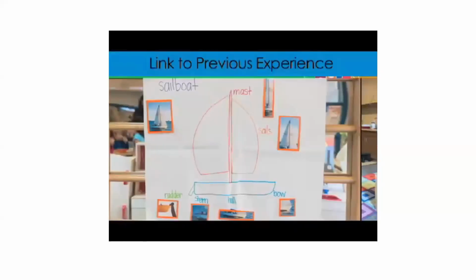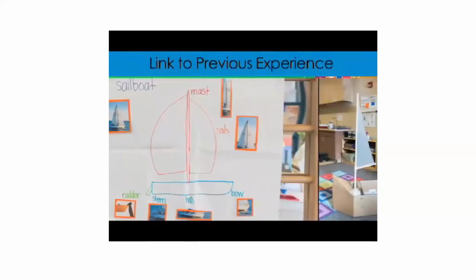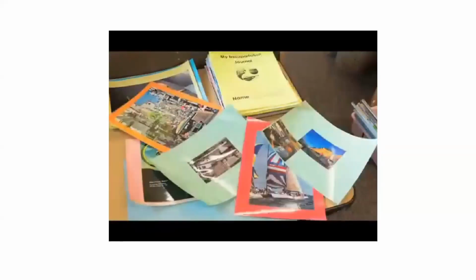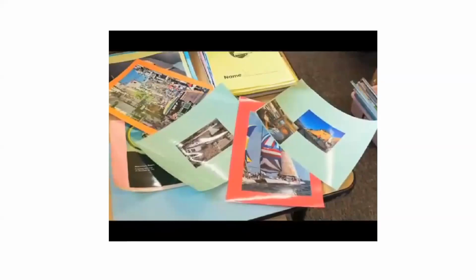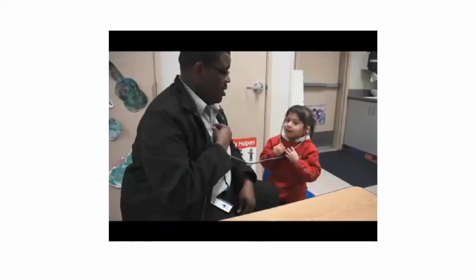One strategy to use to make learning meaningful for children is to link new learning to children's previous experience. What kind of boat is this one here? A sailboat. Remember we talked about fun boats and work boats? Okay, this is a sailboat. Would that be a fun boat or a working boat? It's a fun boat.